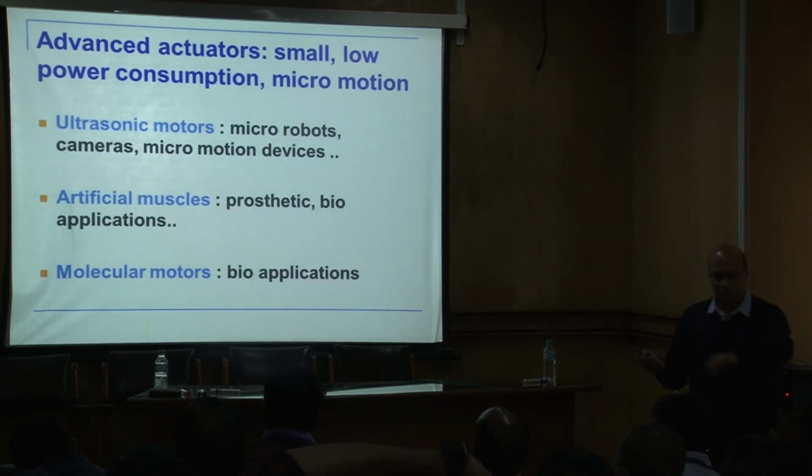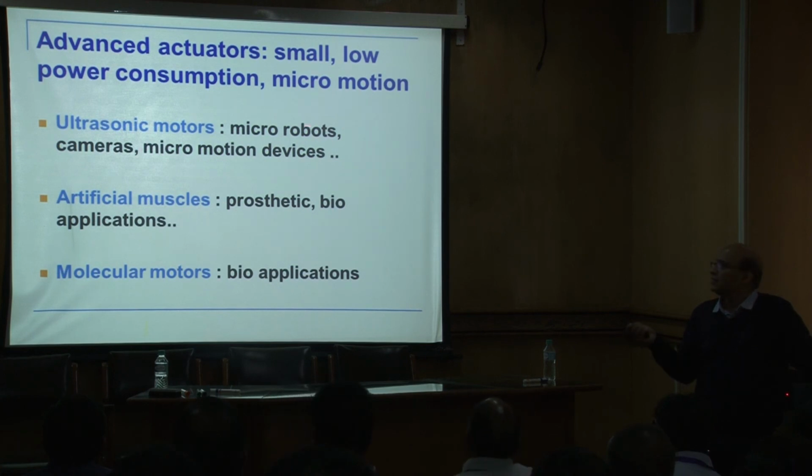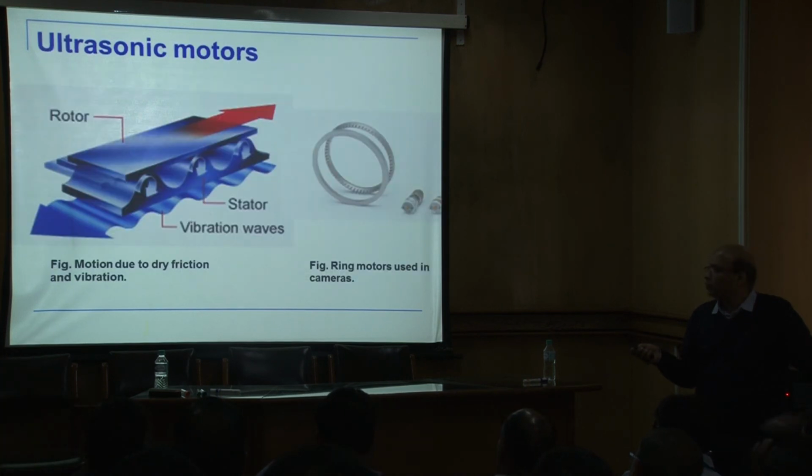Now, just closing off quickly, if you want to go to a different scale, for example, if we are going for a micro device now, then we cannot use a DC motor or a servo motor because we can't make it very small. Then we have to use some other kind of actuator. And there are other kinds of actuators, for example, ultrasonic motors, artificial muscles, molecular motors, to go to a different scale now. Now, how this works is, an ultrasonic motor essentially works like this.